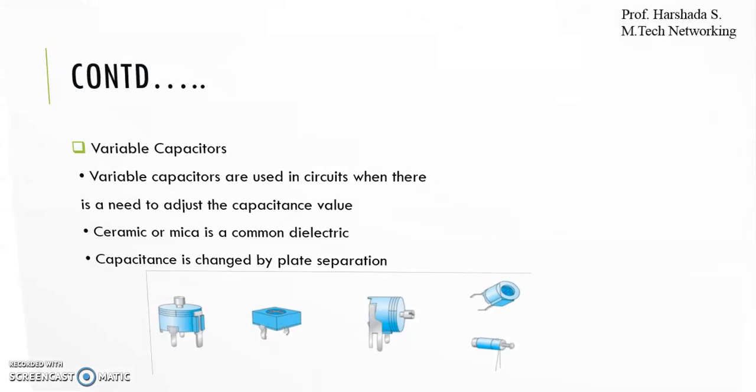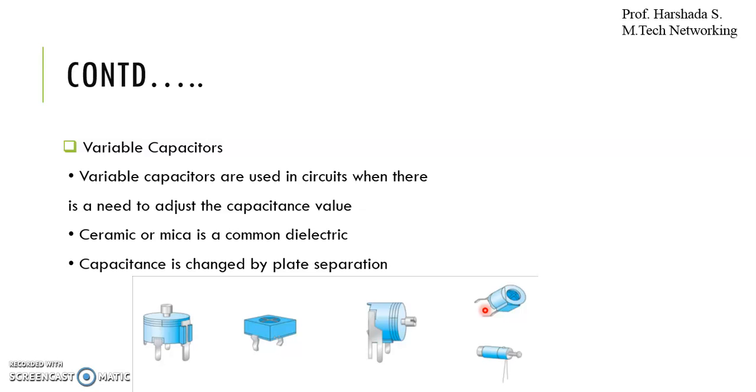Now next one is the variable capacitor. So what is meant by a variable capacitor? Variable capacitors are used in circuits when there is a need to adjust the capacitance value. Meaning in a variable capacitor the value varies, while in the fixed capacitor the value is fixed. Ceramic or mica is a common dielectric for the variable capacitor. The capacitance is changed by the plate separation.